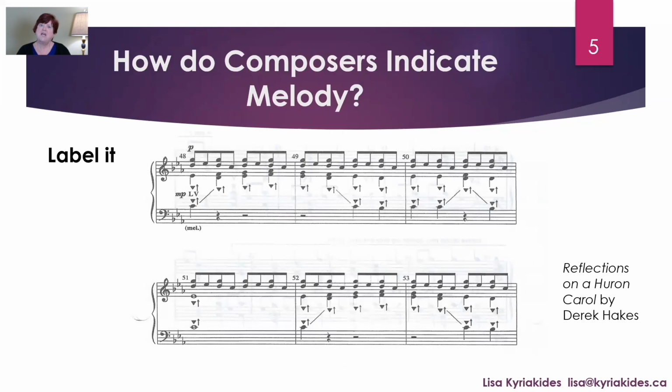All right. How do composers help us with this? How do they indicate the melody so that it's easier to find? The first and probably the most obvious one is that they label it. I've just put a blue box around that little bracket that says MEL inside of it. Obviously, that's short form for melody. So Derek Hakes has indicated that that C5 note starts off the melody.